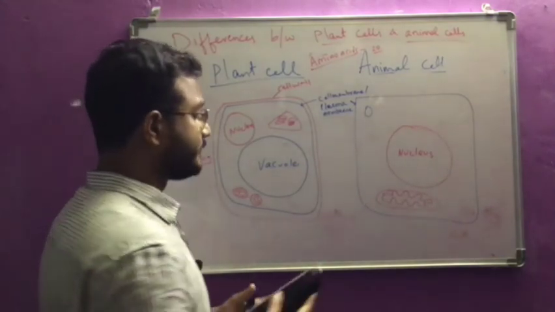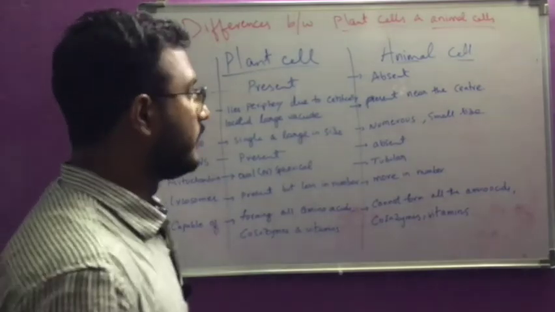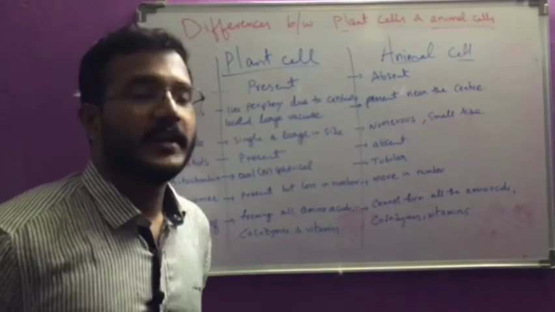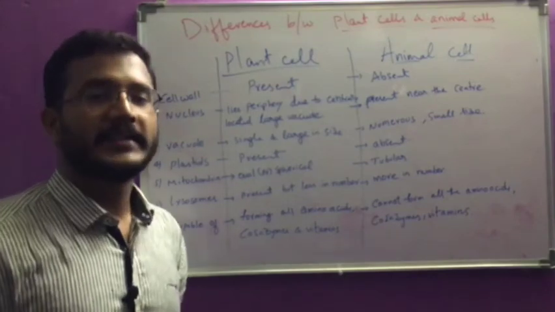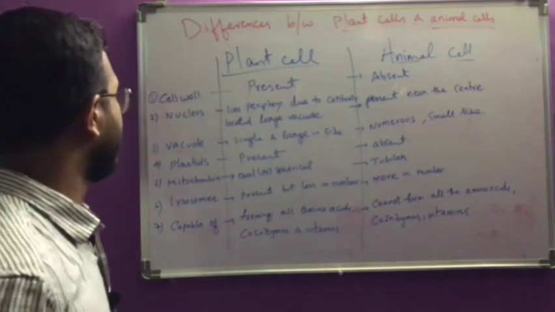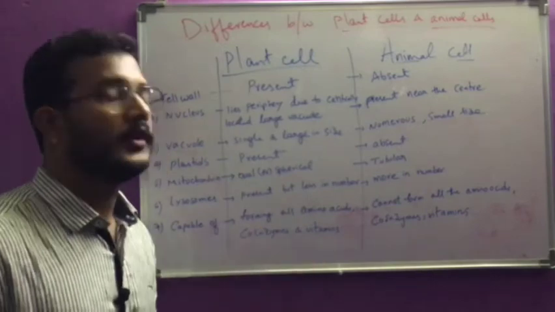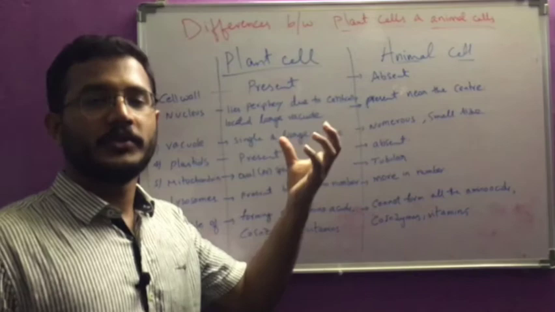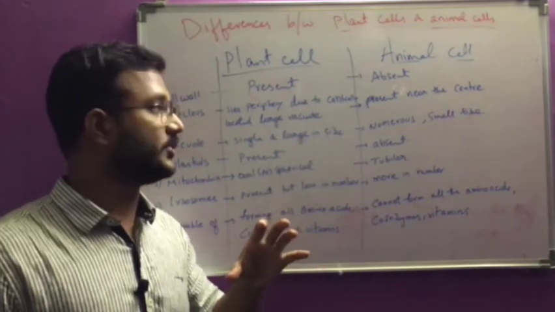Now we will see these major differences between the plant cell and animal cell in chart form. See here we can observe the presence of cell wall. It is present in plant cells and it is absent in animal cells. And the nucleus lies at the periphery due to the centrally located large vacuole. Already we discussed this in the diagram. The nucleus is migrated to the peripheral position due to the presence of a large sized vacuole at the central position.